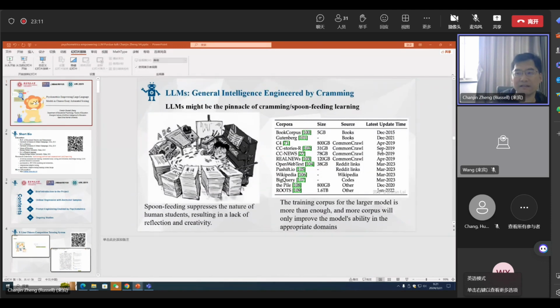First, let's see what a large language model is. I will not go into the technical side, but rather talk about it from the learning side. People are scared by large language models because they think they are smart, but actually a large language model is general intelligence engineered by cramming or spoon-feeding learning. If we are from education, we know that cramming and spoon-feeding learning is low efficiency, right?